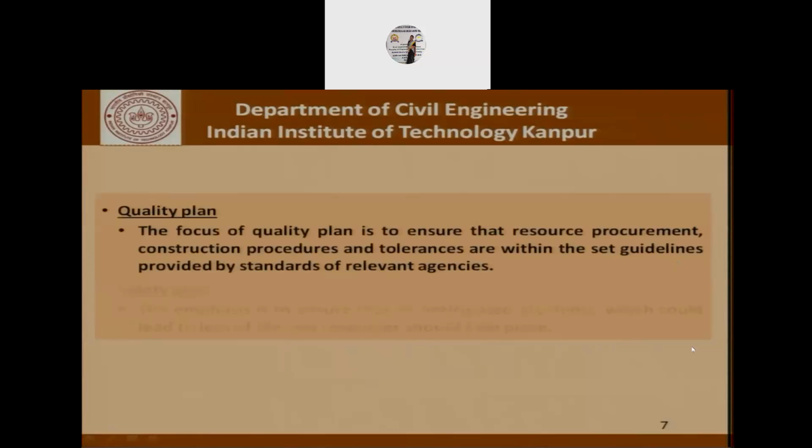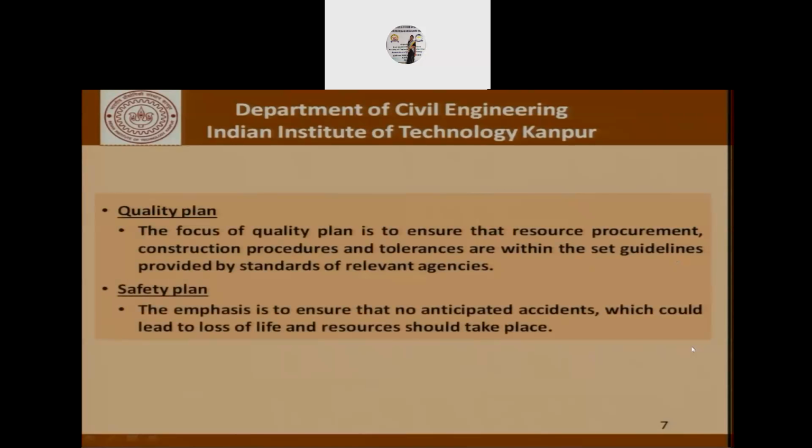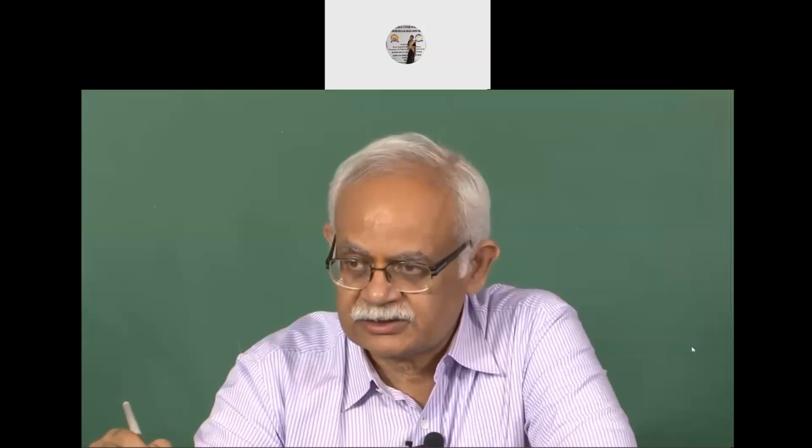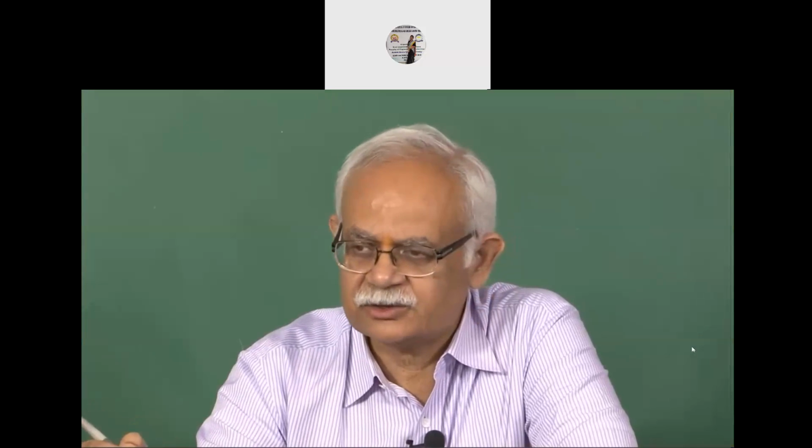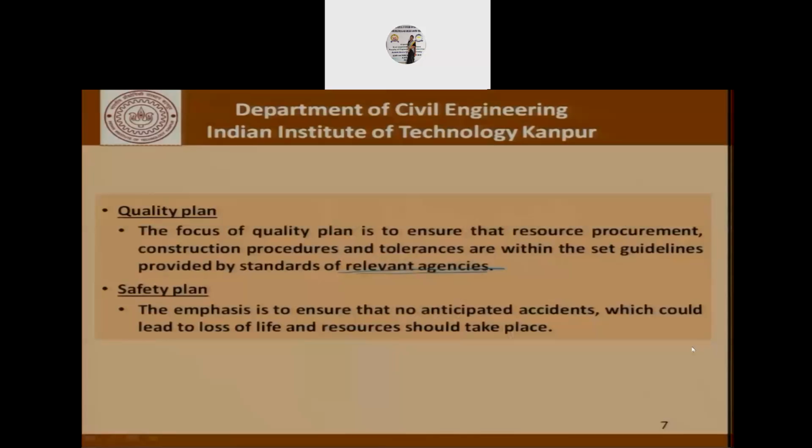Now coming to the quality plan and the safety plan, the focus of the quality plan is to ensure that the resource procurement, construction procedures and tolerances are within the set guidelines provided by standards of relevant agencies. This mention of relevant agencies is very important because, depending on the agency involved, there would be different tolerances. That happens because the criticality of each of those projects or activities is different, depending on concepts like consequence of failure, importance of the structure, and so on. The emphasis in the safety plan is to ensure no accidents. We must ensure that there are no accidents at site which could lead to loss of life and property.